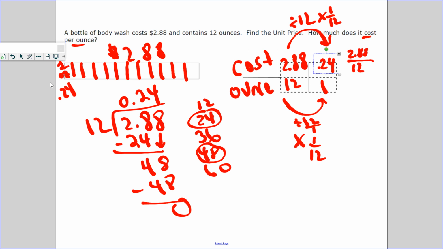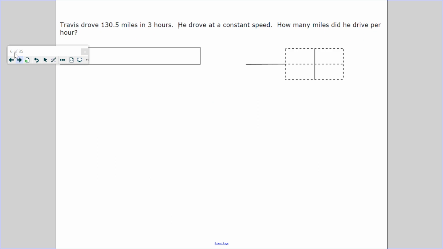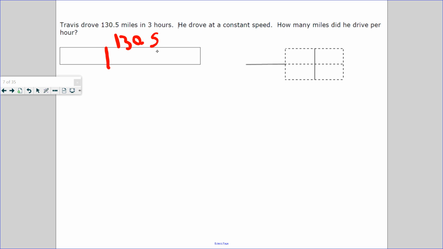So next question. Travis drove 130.5 miles in 3 hours. So let's break this into hours, 1 hour. Well, he drove at a constant speed. That means he drove the same number of miles every hour. How many miles did he drive per hour? That means for each hour. So we need to break 130.5 miles into 3 sections.